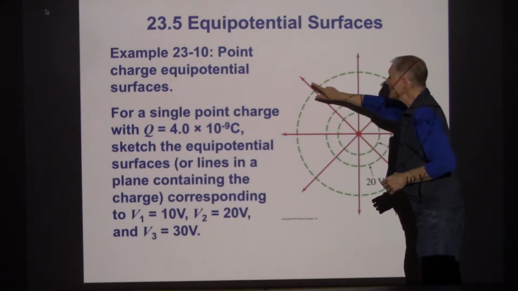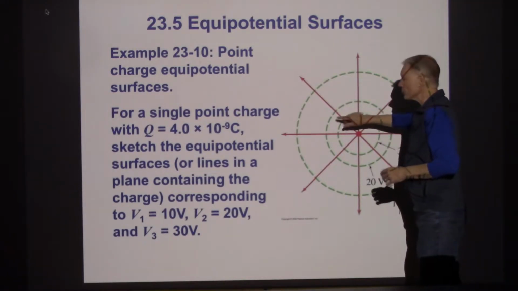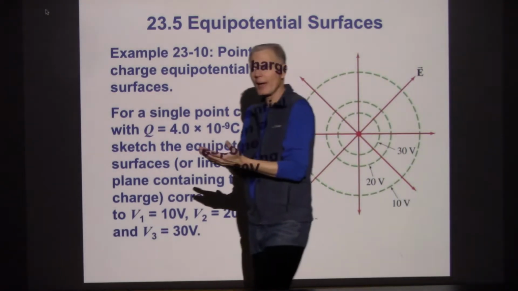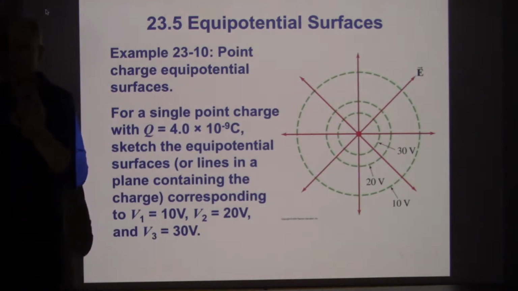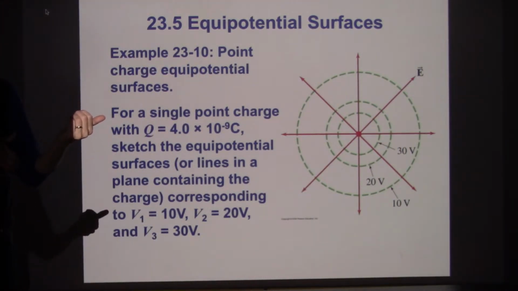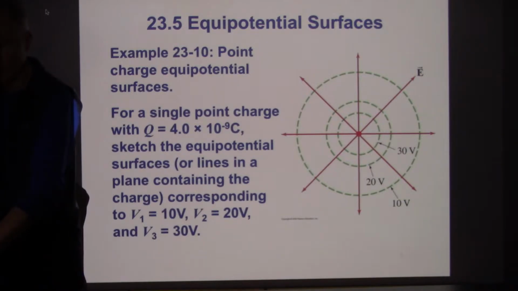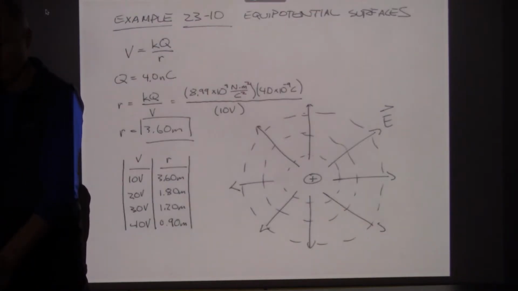The equipotential surfaces are surfaces that surround the charge, and in the case with spherical symmetry, surrounding a point charge, they're going to be spherical surfaces. And so these we can go in and we can just calculate what these values would be.